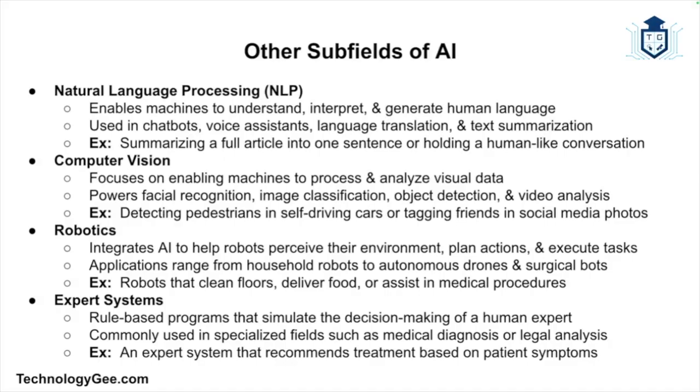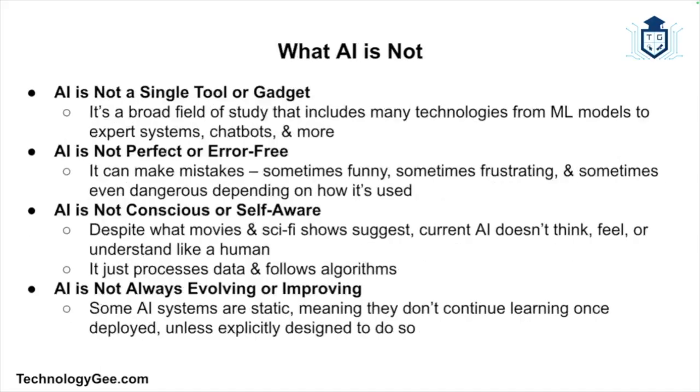And then there's what is called an expert system. And these are rule-based systems designed to mimic the decision-making ability of a human expert, especially in fields like medicine or law. So now that we have a general understanding of what AI is, let's talk about what AI is not.